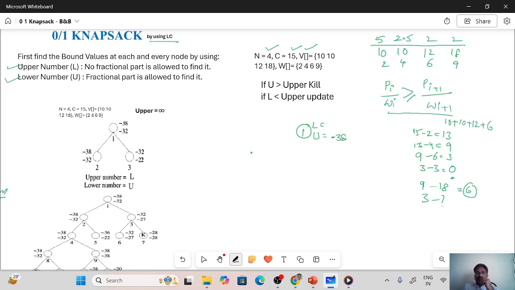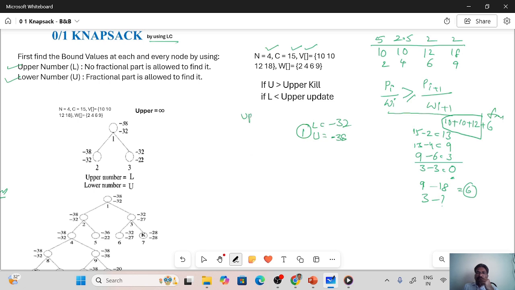Now come to the upper number, nothing but the lower bound. The lower bound we did not include the fractional. Before fractional what is the value we have? Before fractional nothing but up to this. What is the profit we are getting? This one only. So this is a fractional. So 10 plus 10 20, 20 plus 12 32. So that is our lower bound.